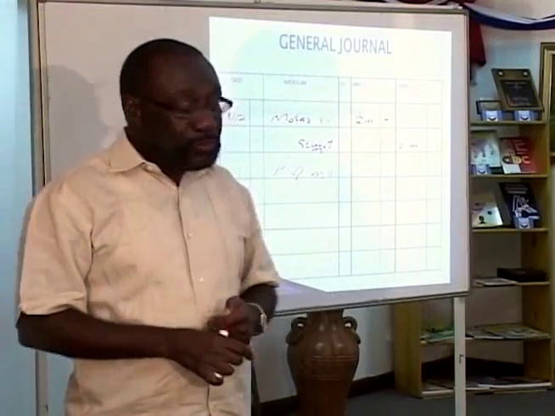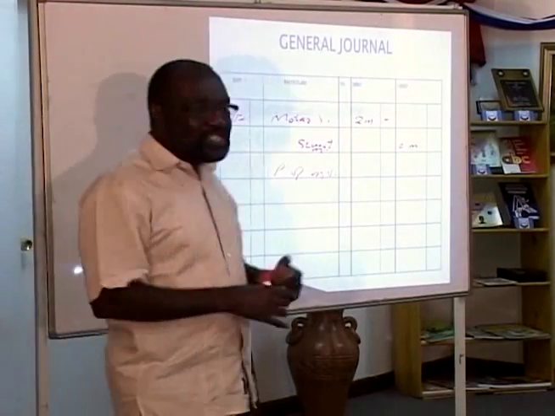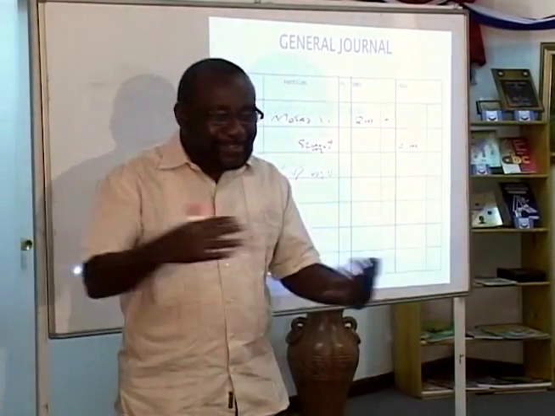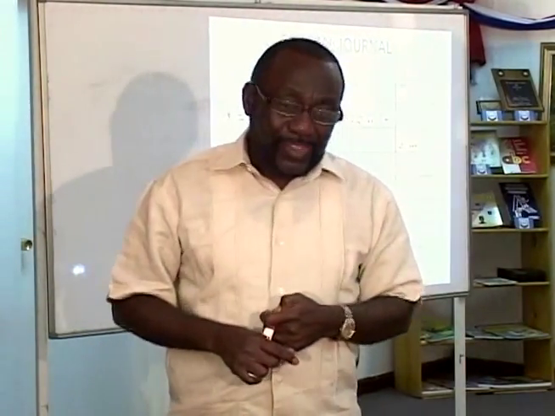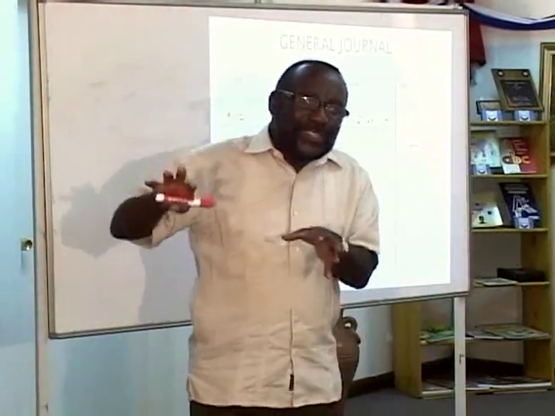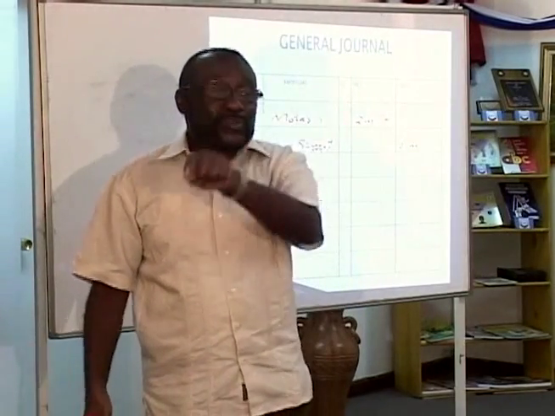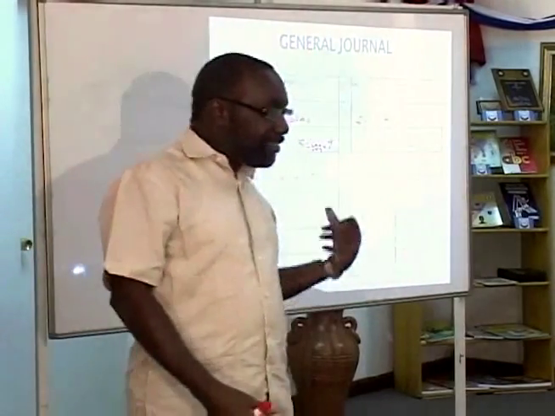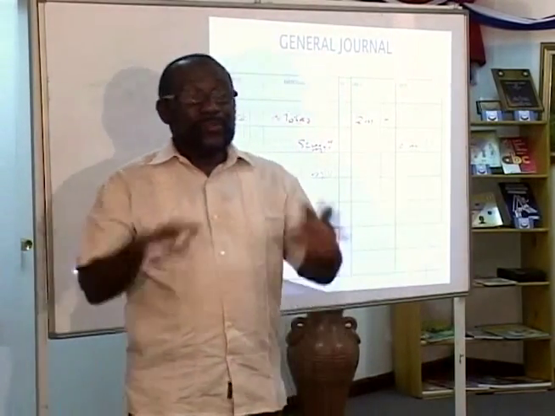It is used to record adjustments. It is used to record correction of error. At this point in the series, you might not even know what correction of error is, or what adjustments are. But when we come to those areas, you will see that when we are correcting errors, we're going to use the journal entry. When we are doing adjustments, we are going to use the journal entry. When we are doing opening entries, we're going to use the journal entry.